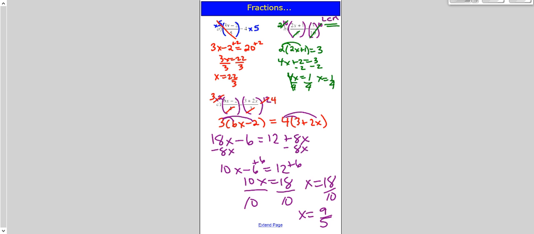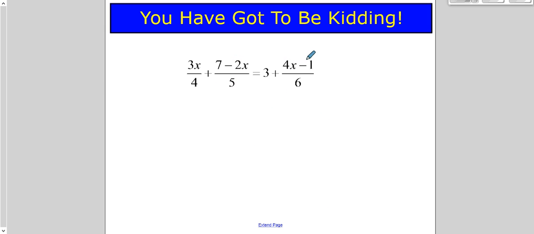All right, well, we're almost to the end, but let's ramp this up just a little bit more and do something totally crazy. Oh man. So we need a common denominator between 4, 5, and 6. My common denominator between 4, 5, and 6 is going to be, I think, 60. I feel like 60 is my lowest common multiple. I'm going to use 60.